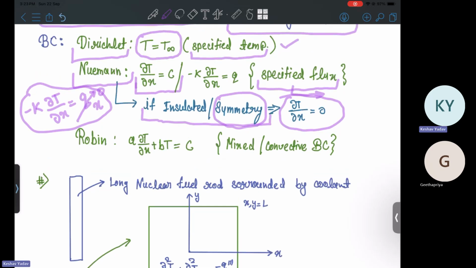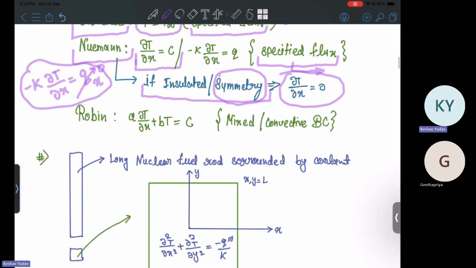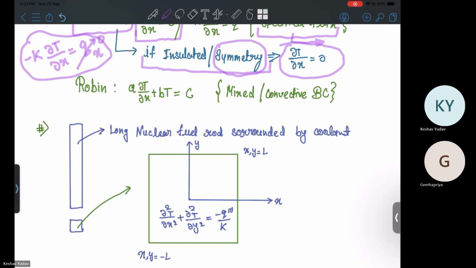So first one is Dirichlet, second one is Neumann, third one is what? The Robin type of boundary condition. The Robin type is also known as the mixed type of boundary condition. In that, the gradient of temperature is a function of temperature. This is known as the Robin type of boundary condition. This type of boundary condition we get when we have a convective boundary condition.